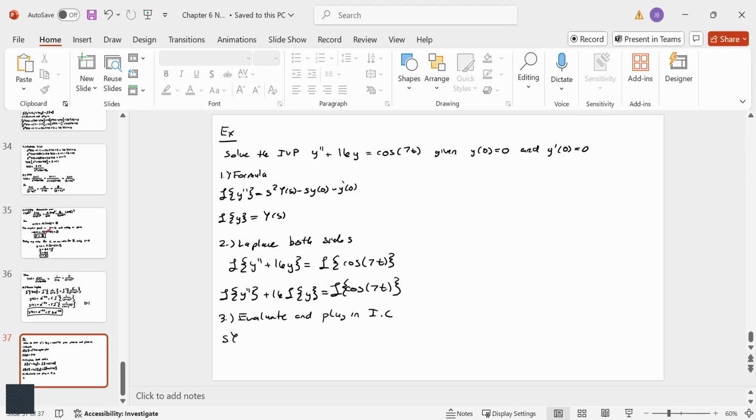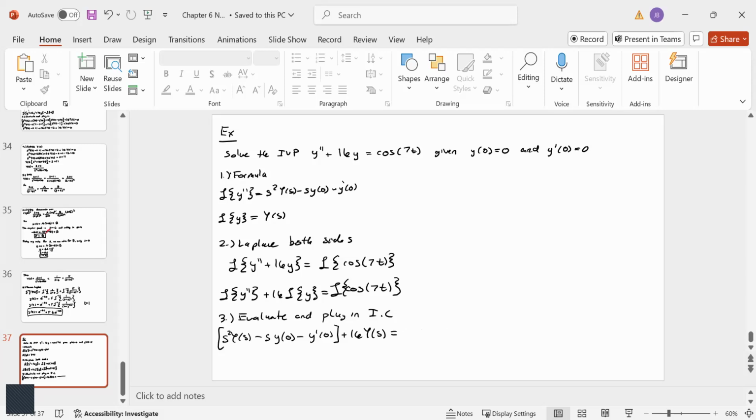So s squared Y of s minus s times y of 0 minus y prime of 0. So I got a square there. Plus 16 Y of s, and the Laplace transformation of cosine of 7t, you just got to be able to take a Laplace transformation.